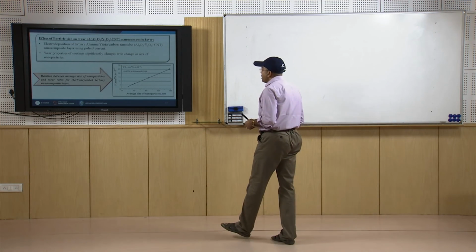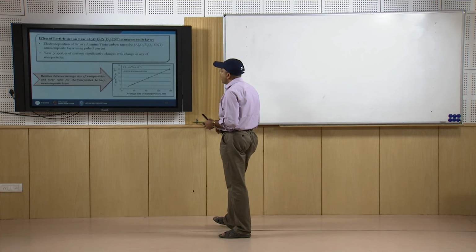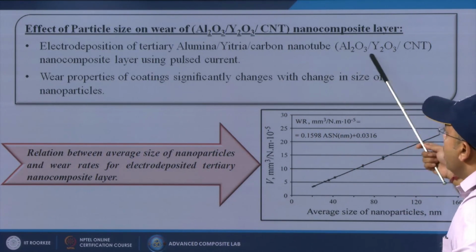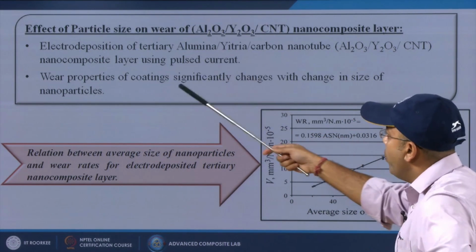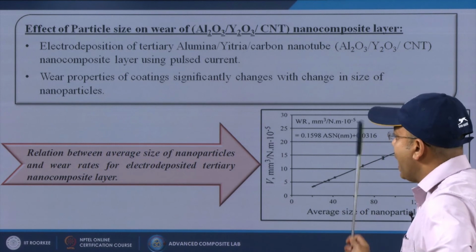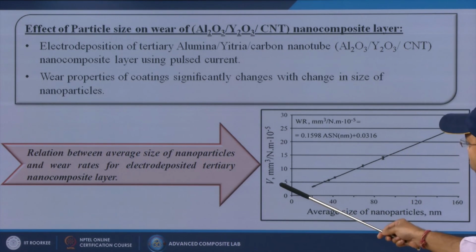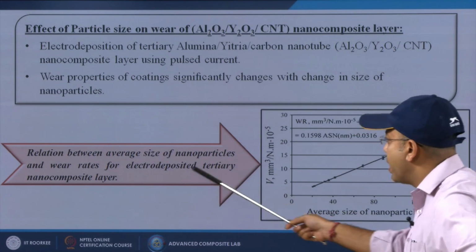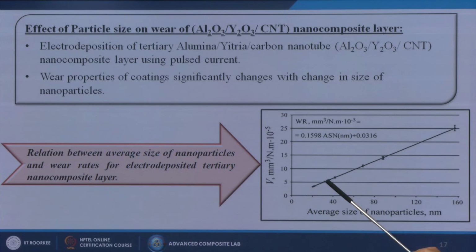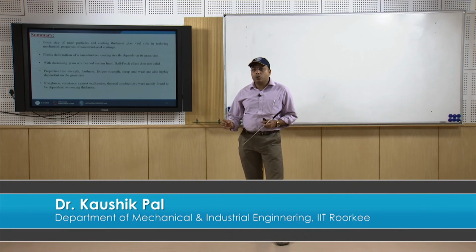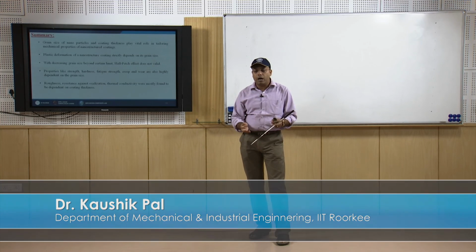Then next is the effect of particle size on wear of alumina, yttrium oxide and carbon nanotube nanocomposite layer. So, electrodeposition of tertiary alumina, yttria, carbon nanotube nanocomposite layer using pulsed current. Wear properties of coating significantly change with change in size of the nanoparticles. From this particular figure we can understand that there is a relation between the wear rate and the average size of nanoparticles. So, it is going in a standard manner. The relation between average size of nanoparticles and wear rates for electrodeposited tertiary nanocomposite layer is showing an increase in a standard manner.